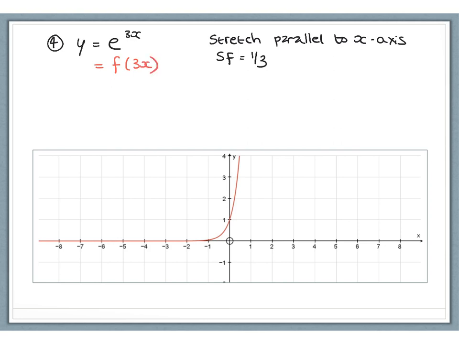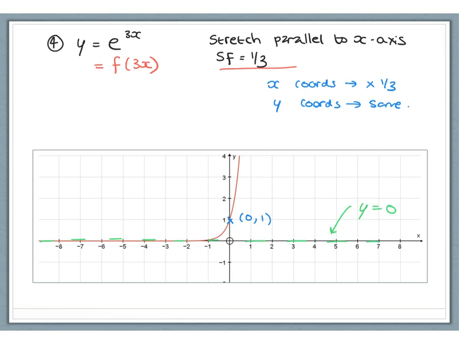Question number 4, we have y equals e to the 3x, which is f of 3x. So this is a stretch parallel to the x-axis with a scale factor of a third. So the x-coordinates will all multiply by the scale factor of a third. The y-coordinates will all stay the same. So we can see that the y-intercept remains at 0, 1, and the asymptote hasn't changed as well.